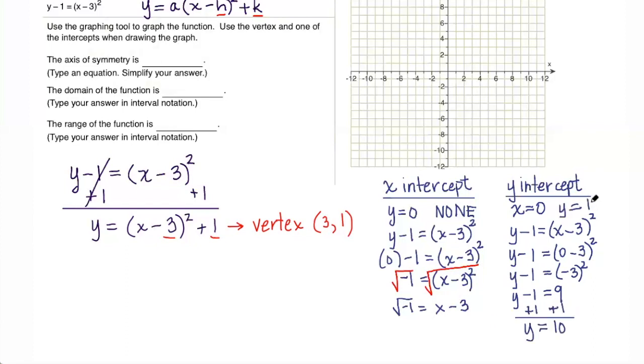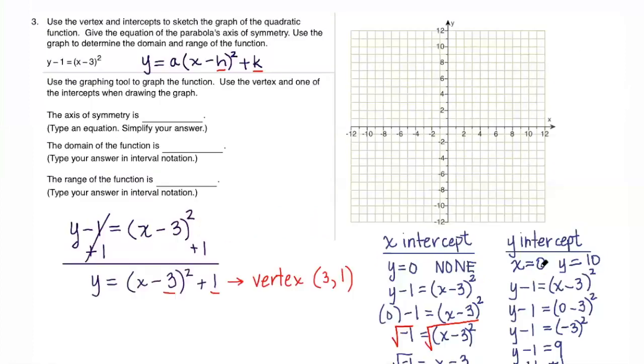So therefore, I have found that this parabola will have a y-intercept at 10, the point x equals 0, y equals 10. So that will be here. And I haven't graphed my vertex yet, but that would be here.